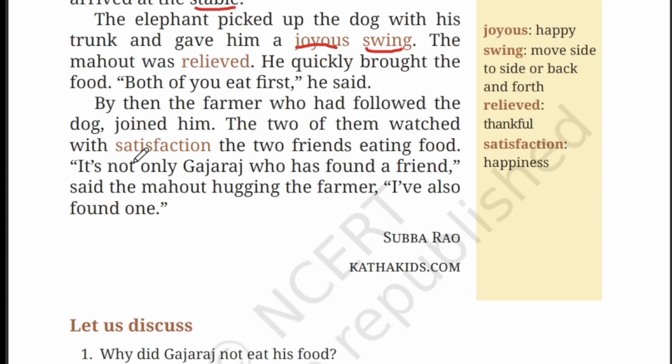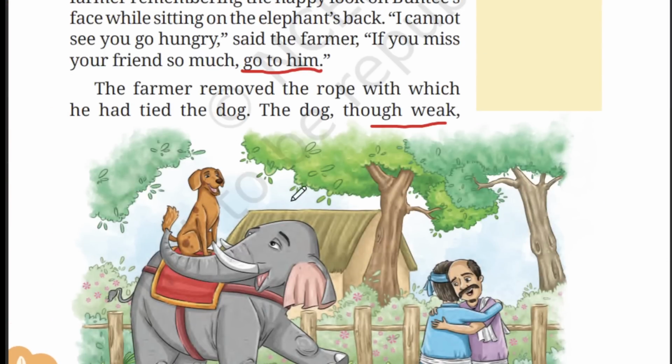So it is not only Gajaraja who had found a friend, said the Mahout, and hugged the farmer. So now the farmer and the Mahout both became good friends also. So I have also found one. So look at this picture. The elephant and the dog are now best friends, and Mahout and farmer also became very good friends.